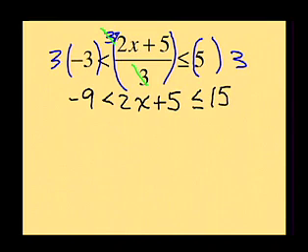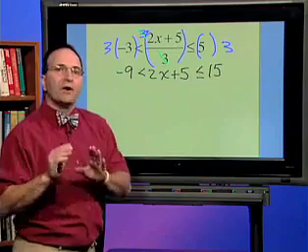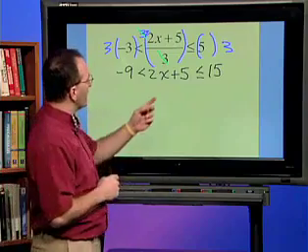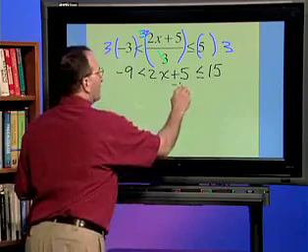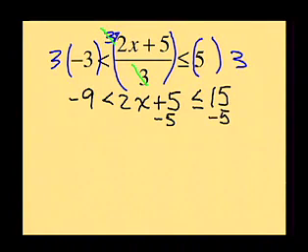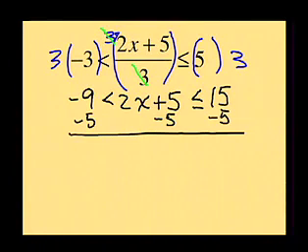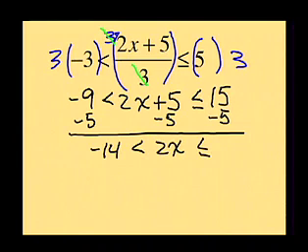The next thing we would do is subtract 5 from each of these terms. In other words, we want to isolate the x in the middle, so we subtract 5, but we need to do it to all 3 parts of our inequality. What that leaves me, negative 9 minus 5 is negative 14. That's less than 2x because 5 minus 5 is 0. And that's less than or equal to 15 minus 5, which gives me 10.